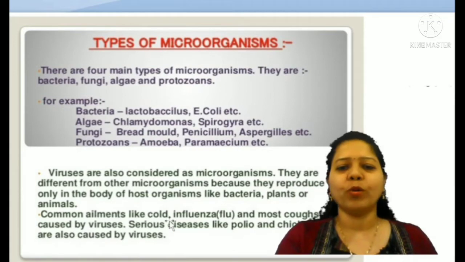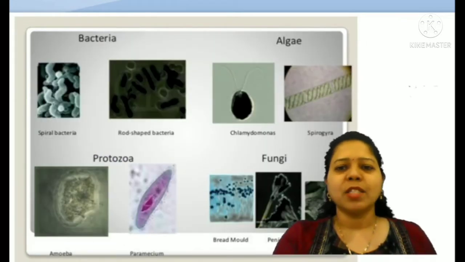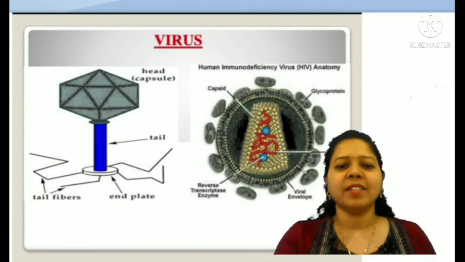Common ailments like cold and influenza are caused by viruses only. We know that viral infections like cough and influenza are mostly caused by viruses. Serious diseases like polio and chickenpox are also caused by viruses. Viruses are very small in size, still they cause polio and chickenpox. We just went through a pandemic which was also caused by a virus, COVID-19, caused by coronavirus. These are some pictures of bacteria, protozoa, fungi and algae. This is the structure of a virus.